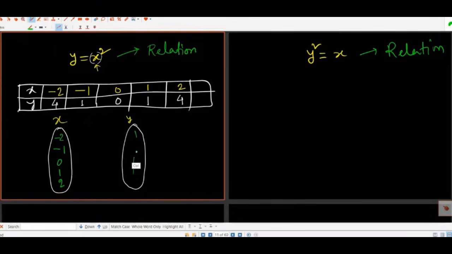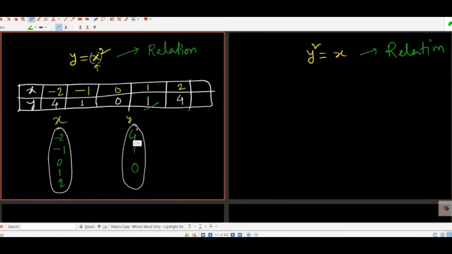So let's write. We have found 4, 1, and 0, 1, 4. Since 1 and 4 are repeating, using set theory, we can just write 0, 1, 4. No need to write 1 twice or 4 twice.